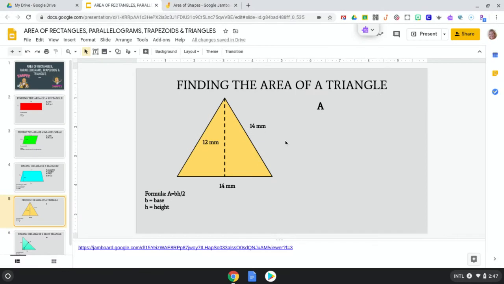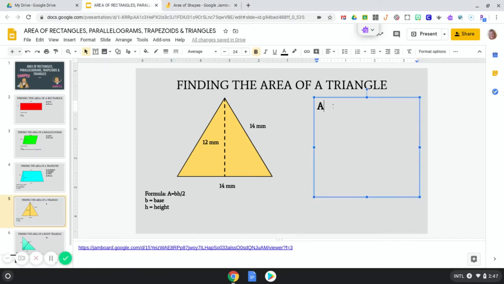All right, so let's go back over here. I had my area and I took my base, which was 14, and multiplied that by the height, 12. And then I'm going to divide all of that by 2. When I multiplied 14 times 12, that gave me 168. And then I had to divide by 2. And when I divided by 2, that gave me 84 millimeters squared.